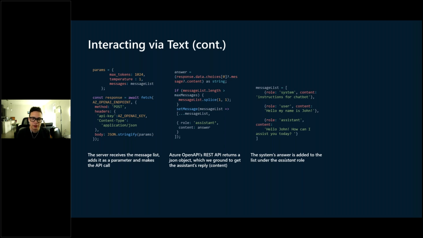The Azure OpenAI REST API returns the JSON object, and this one we grab to get the assistant's reply. So basically, the content that we get from the AI. In this case, it comes as a huge object which has data, choices, and so on. In this case, we're just picking up the content from the last message, which is the one coming from the assistant. And we do a single check here that I want to bring light to, which is the message list length. And that's because one thing that these models are very interesting about is that they can keep context based on previous messages.